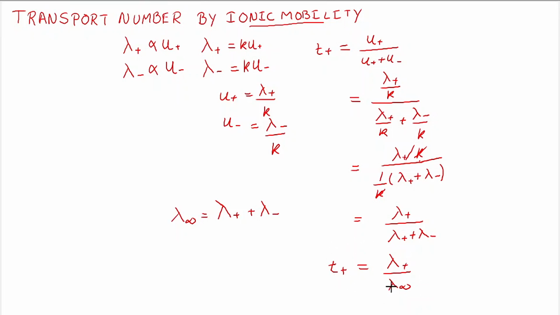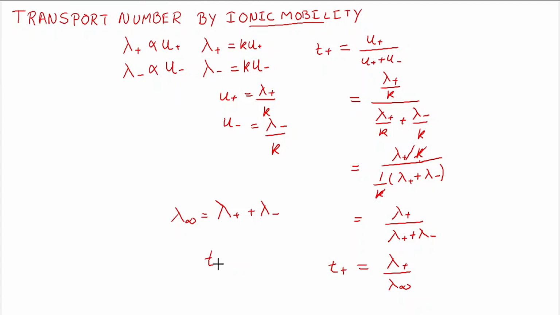So simply in the laboratory we could prepare a series of solutions, and from that we could find out lambda plus, and lambda infinity is already known. That is the theoretical value, the equivalent conductance at infinite dilution, and hence we can easily determine the transport number.